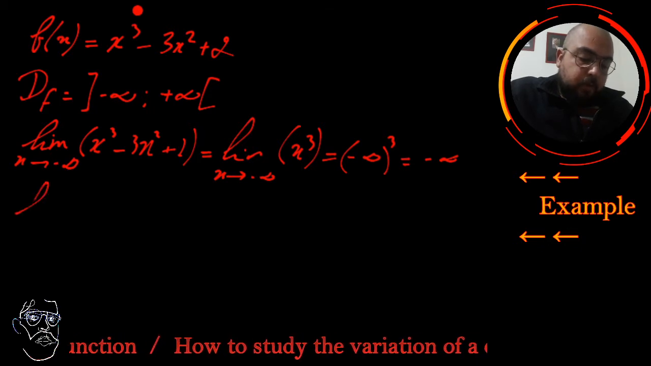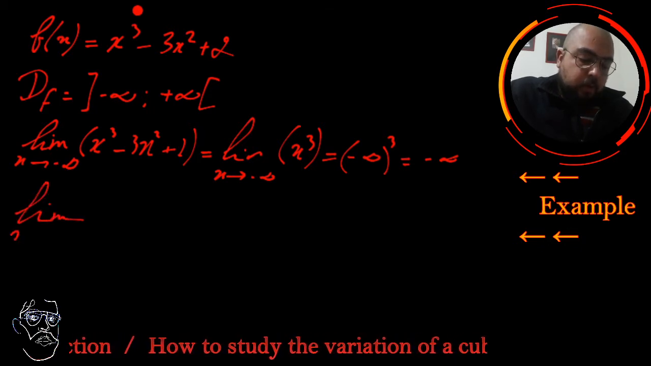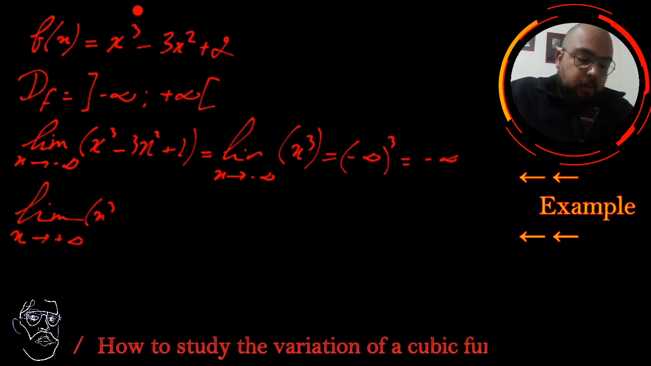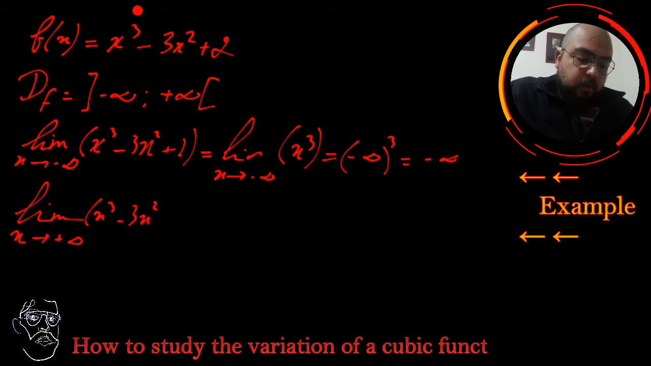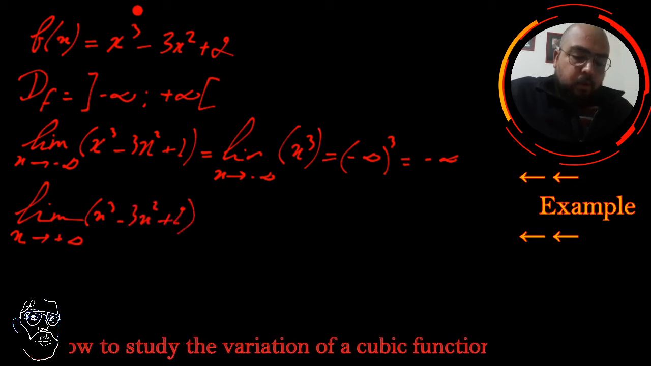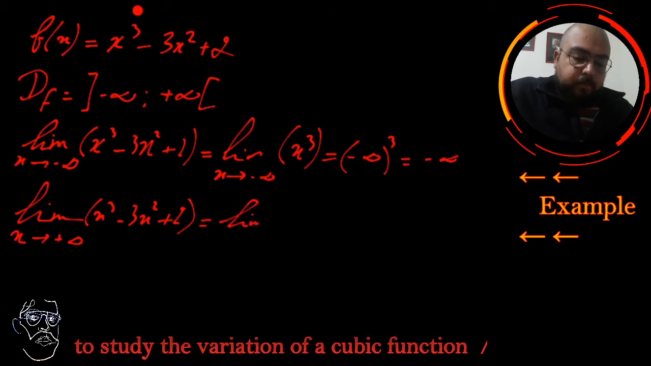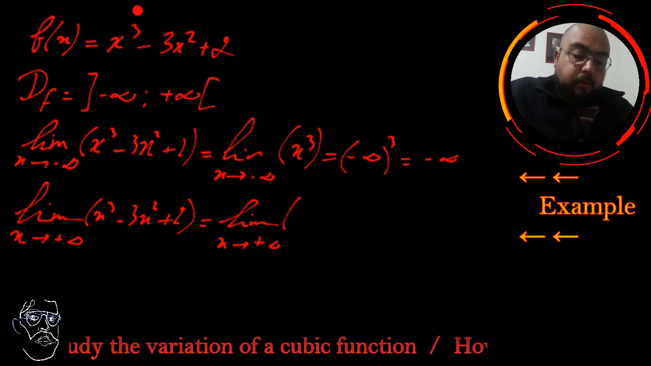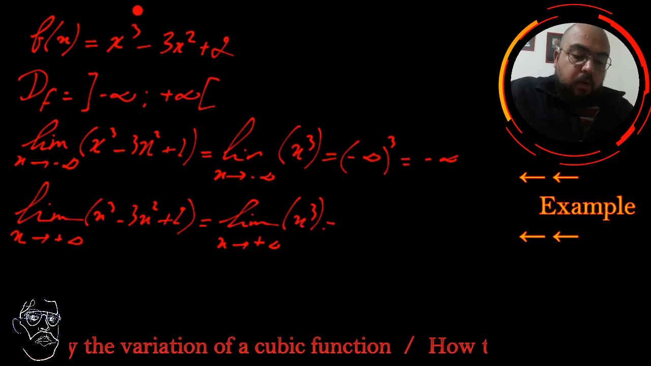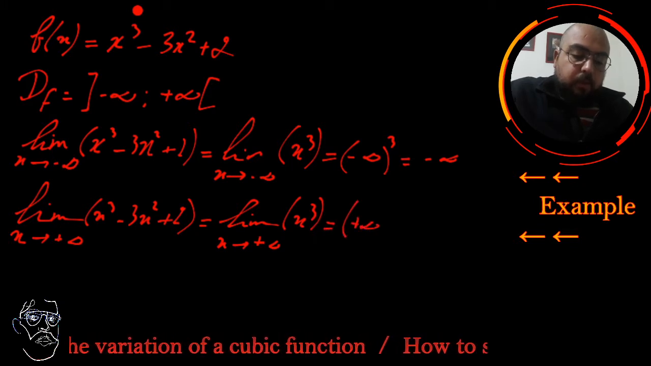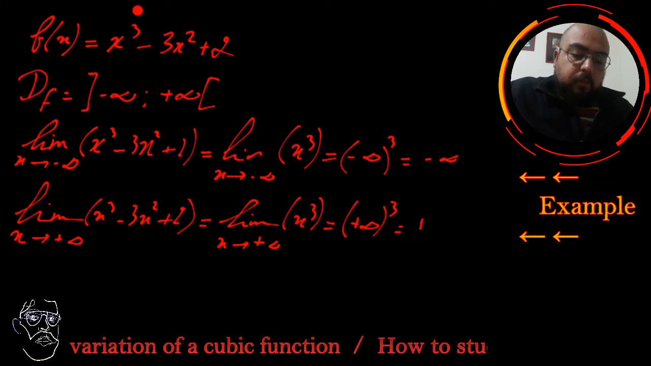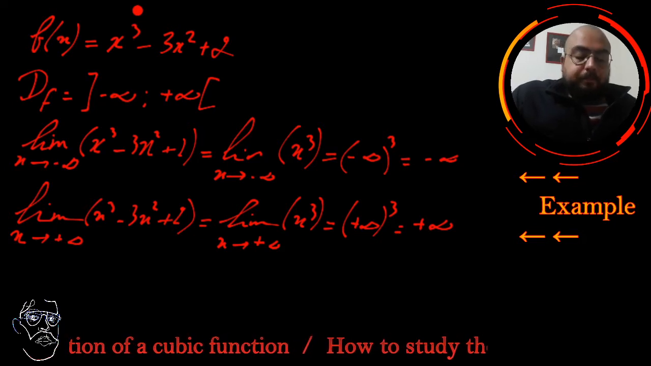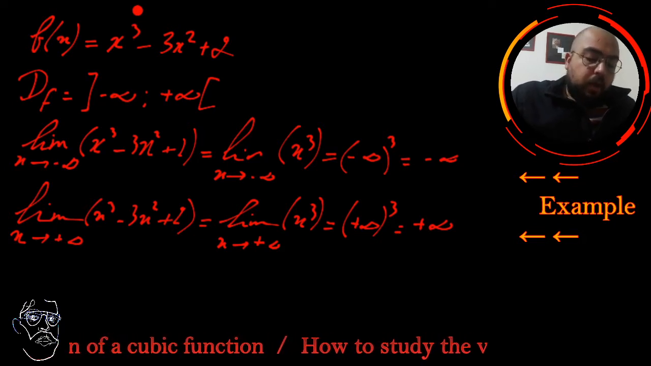The second one is the study of the limit when x tends towards plus infinity of, again, x cubed minus 3x squared plus 2, which is again the limit of x tending towards plus infinity of x cubed. You do the replacement, it's plus infinity to the power of 3, so you will get the final answer plus infinity. Once the limits are calculated, you will have to go to the derivative.